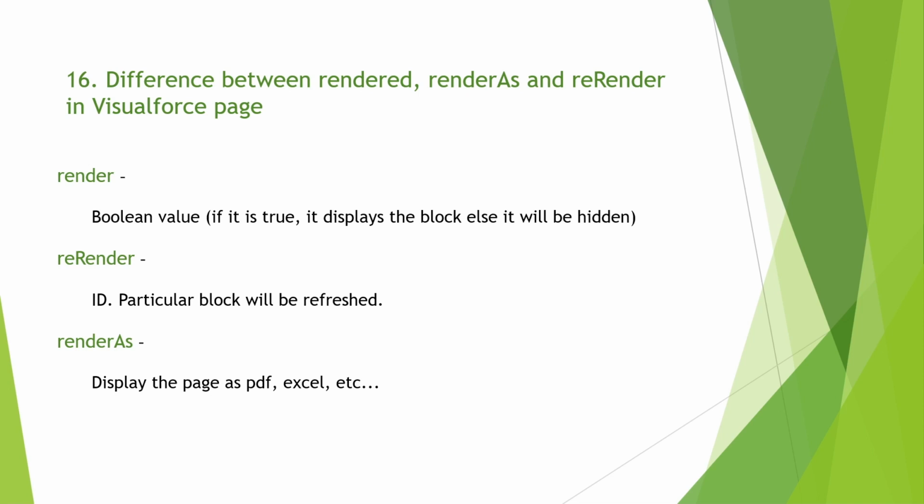Difference between rendered, renderAs and reRender in a Visualforce page? Rendered: Boolean value. If it is true, it displays the block, else it will be hidden. reRender: ID. The particular block will be refreshed. renderAs: Displays the page as PDF, Excel, etc.